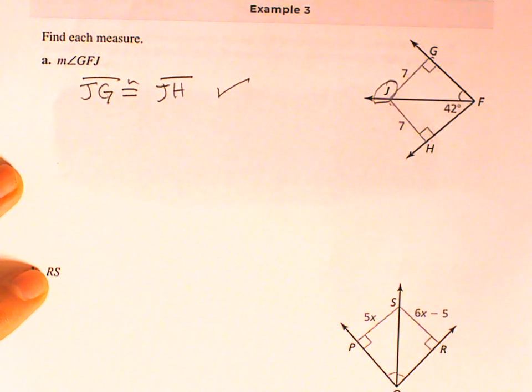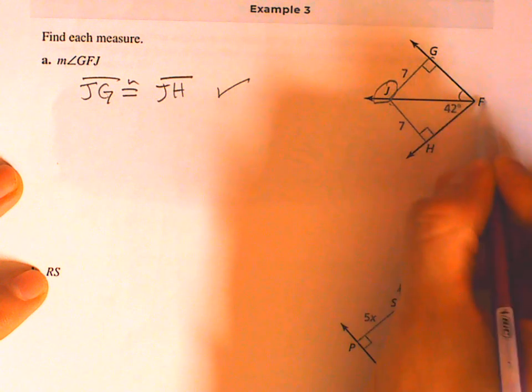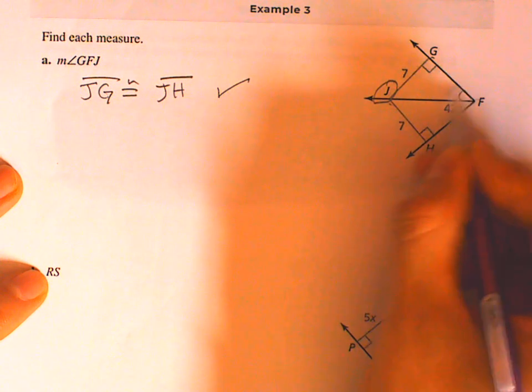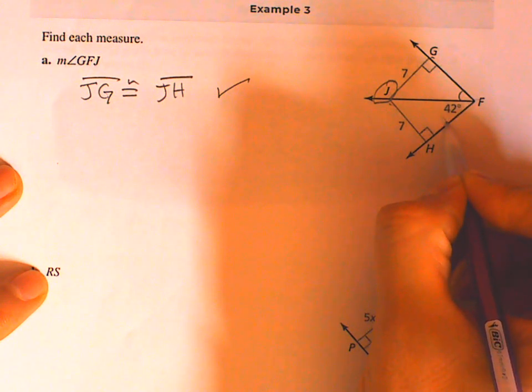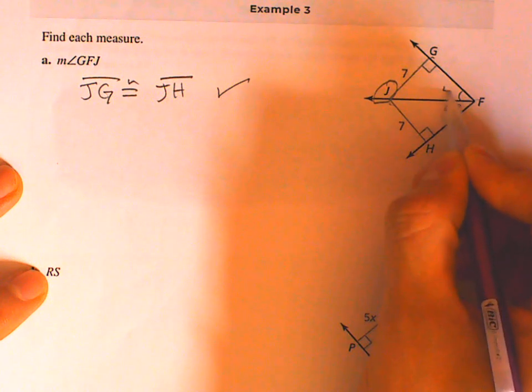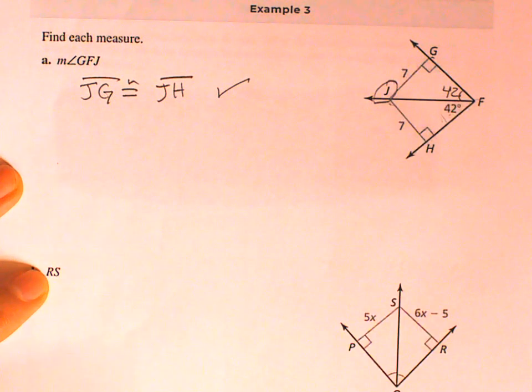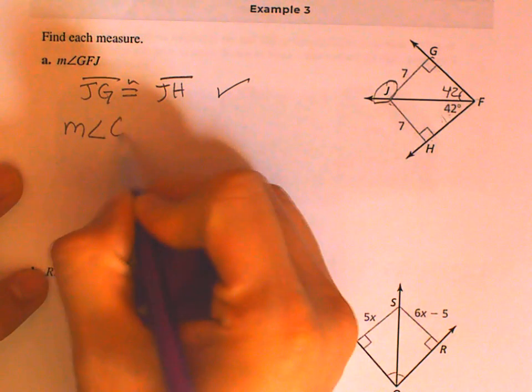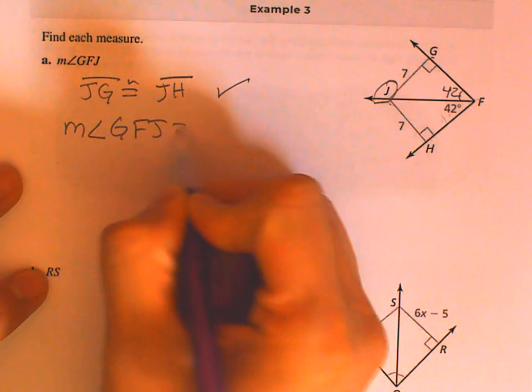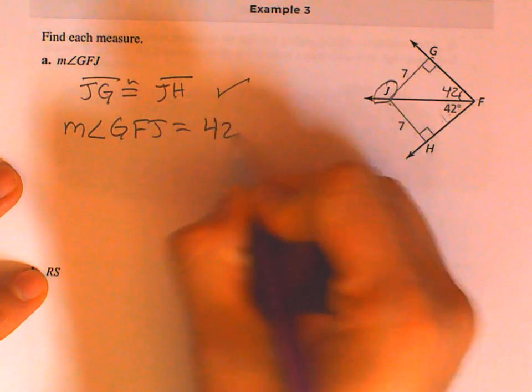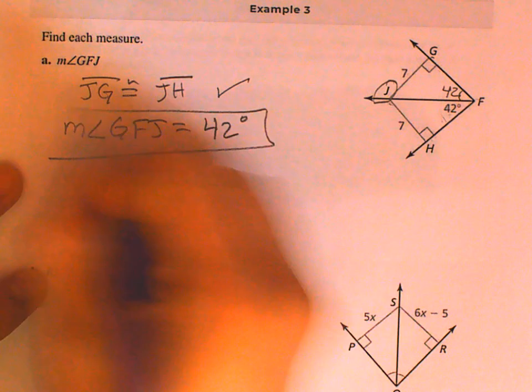So what does that mean? That means that this line cuts the whole angle in half. So if this is 42, so is this. So the measure of angle GFJ is equal to 42 degrees. And that's it.